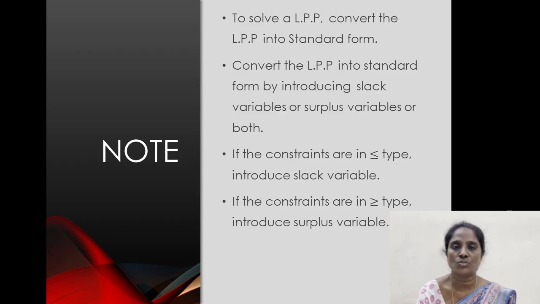Therefore, if we are asked to solve a L.P.P, first we should convert the given L.P.P into standard form. We can convert the L.P.P into standard form by introducing either slack variables or surplus variables. If the constraints are of less than or equal to type, introduce slack variables. If the constraints are of greater than or equal to type, introduce surplus variables.